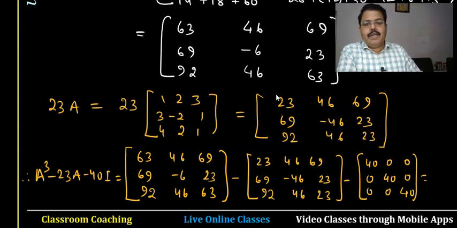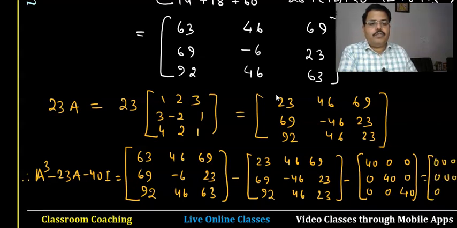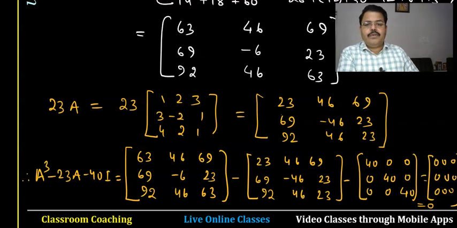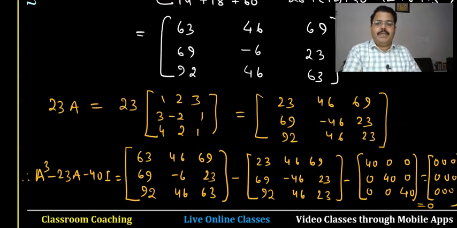And what is the output? Let us see. 63 minus 40 minus 23 is 63, so it will be 0. So all will be 0, 0, 0, 0, 0, 0, 0, 0, 0, and so finally we can write it: that is a 0 matrix. You can find anywhere that will come, right? So 23 minus 23, 0, 92 minus 92, 0, 46 minus 46, 0, and 63 minus 23 is 40 minus 40, 0. So finally 0, and that has been verified.